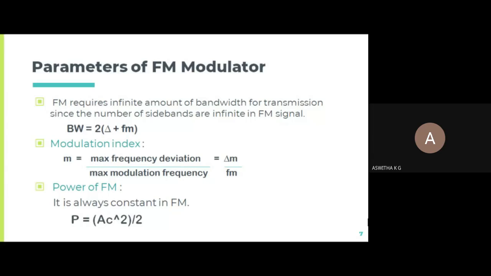Now let us see some of the parameters of FM modulator. FM requires infinite amount of bandwidth for transmission since the number of sidebands are infinite in FM signal. Bandwidth is equal to 2 into del plus FM. Modulation index. It is defined as the ratio of maximum frequency deviation to the maximum modulation frequency. It is represented as M. Power of FM. It is always a constant in FM. Power is equal to AC square by 2.